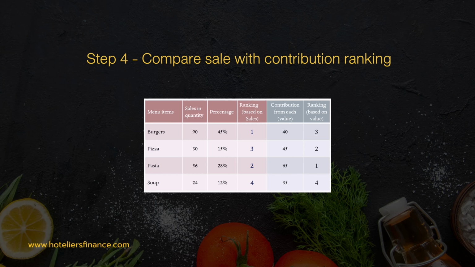Now this chart will show us what is selling more and how much is contributing. Our target should be that the highest contributing item should be the highest selling. But this exercise will show whether my highest contributing item, which means the item giving me the highest profit, is selling more or less?